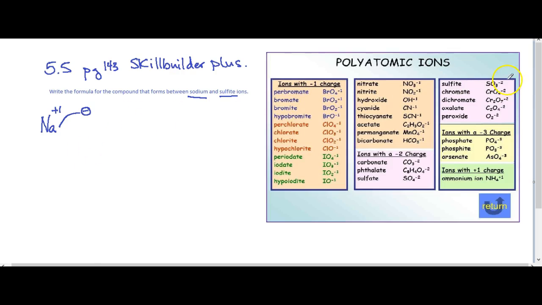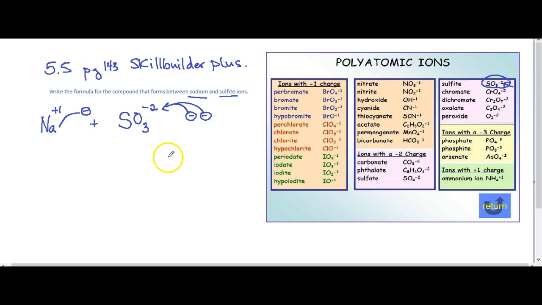Now sulfite is here in our polyatomic list. Sulfite has the formula SO3 and its ion charge is -2, as we can see in the list. That -2 means that it likes to pull 2 electrons from the cation that it is going to combine with. So you can see that the sulfite needs 2 electrons in order to be stable, where sodium needs to lose 1 electron to be stable.